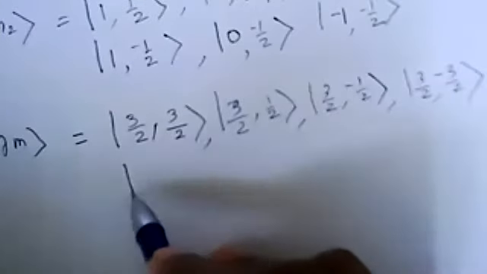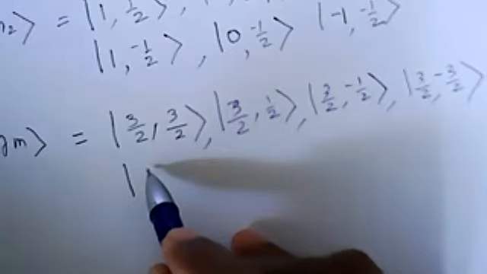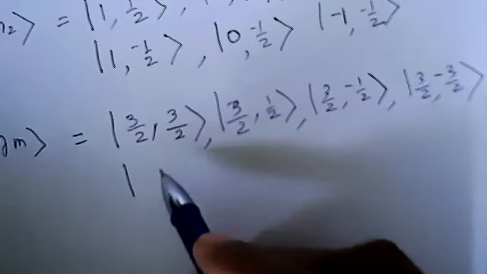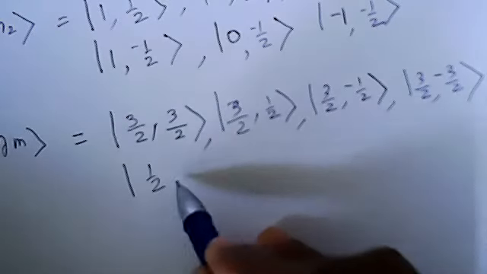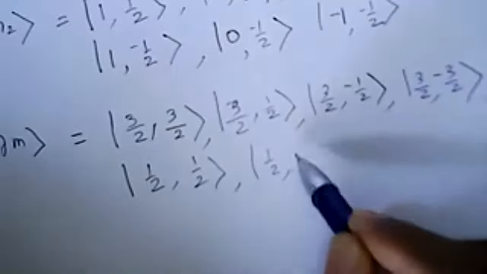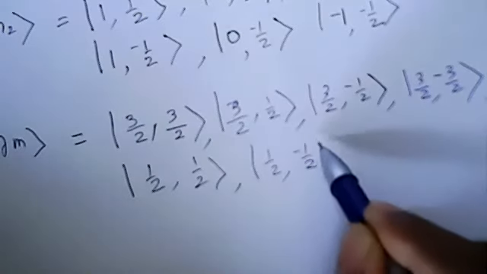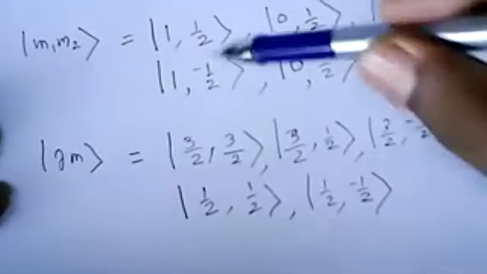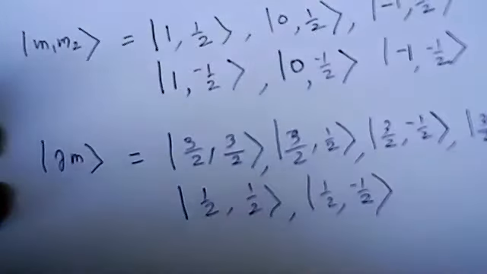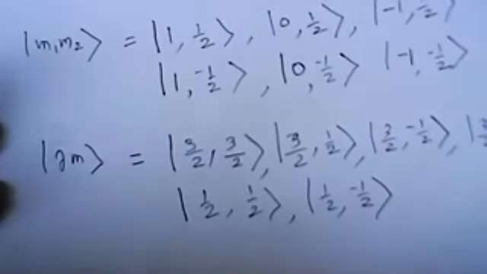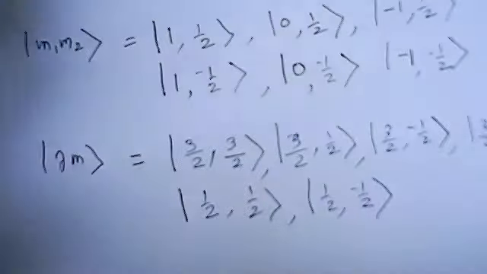Now 2 more states, that is J equal to half, M equal to half. Then J equal to half, M equal to minus half. Okay, these are the 6 JM states corresponding to the 6 M1 M2 states.